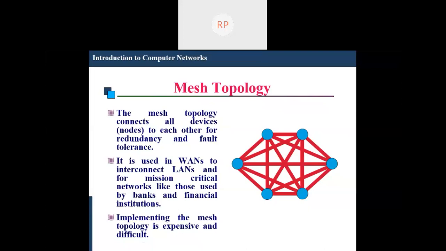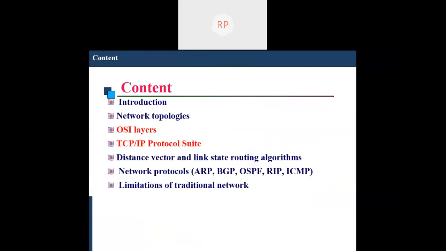But implementation of mesh is expensive compared to the other topologies, because every node wants to connect to every other node, so the cabling cost and the maintenance are very high. That's why it's expensive compared with others.